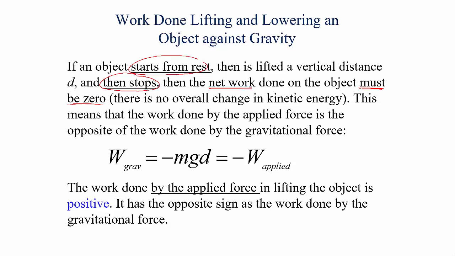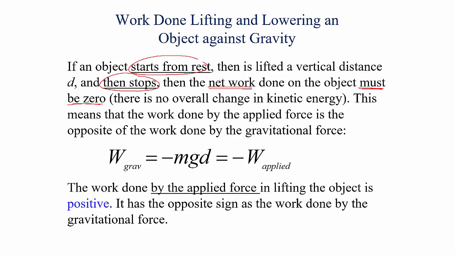And so since the net work is the change in kinetic energy, the net work done on the object must be zero. It doesn't mean that there aren't any forces doing work. It means that the total work done is zero. In this case, we have two forces that are doing work. We have the work done by the applied force lifting the object, and we have the work done by gravity.